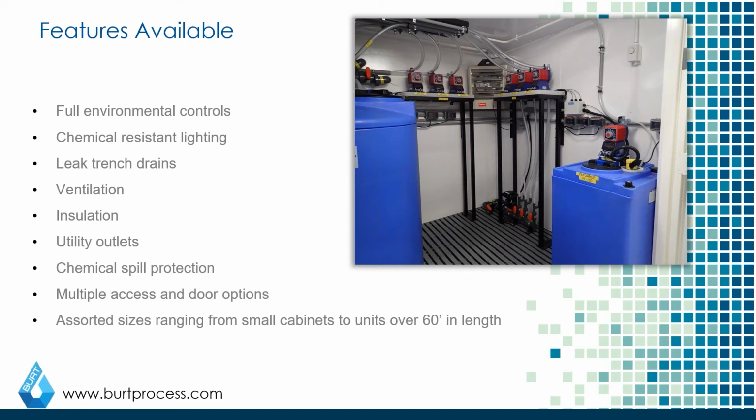In addition to the environmental controls, chemical resistant lighting comes into play, and leak and trench drains. Again, when dealing with chemicals or wastewater or even high purity water, you definitely don't want to have any environmental impacts from having a containerized system outside of your building. Special ventilation requirements: this is true for usage of the building, not really for occupancy, but for operator use, and also if you're dealing with chemicals in the building, to have the special venting requirements. Utility outlets, again, for operator use, and chemical spill protection.